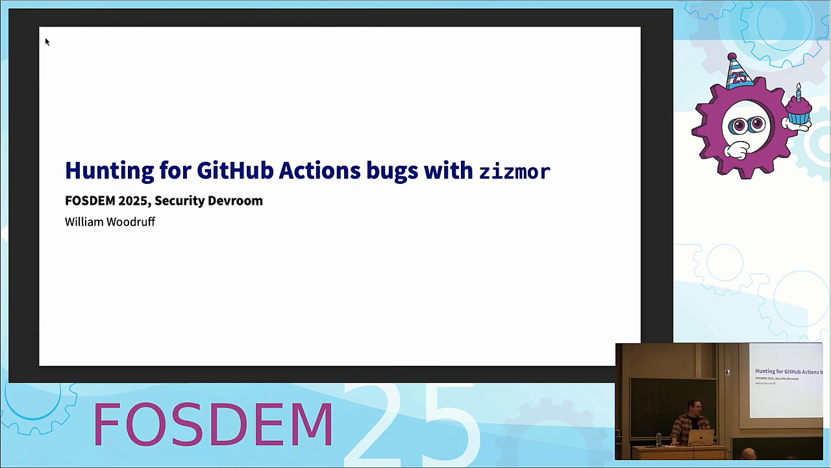Today I want to talk a little bit about a tool that I built a couple months ago called Zizmor, and how I've been using it to hunt for GitHub Actions bugs and how you can use it as well.